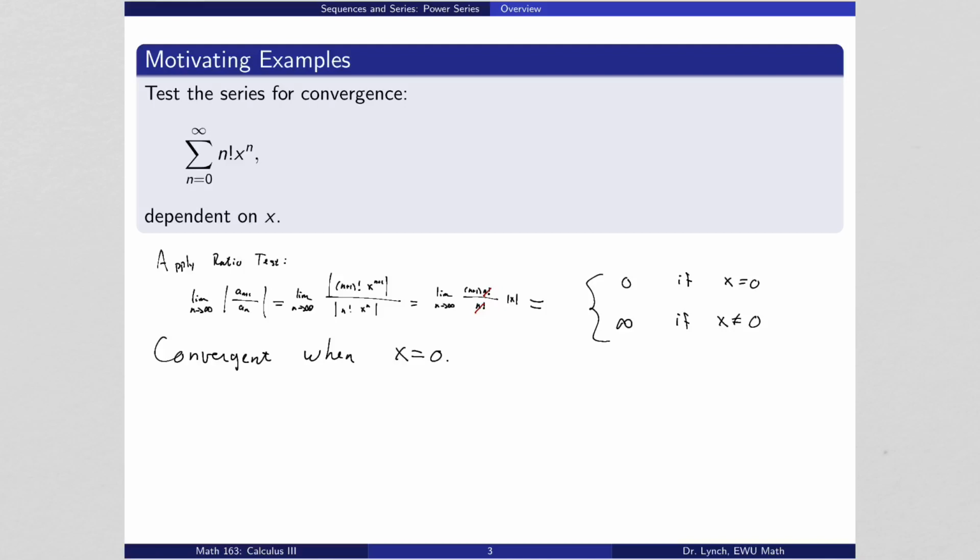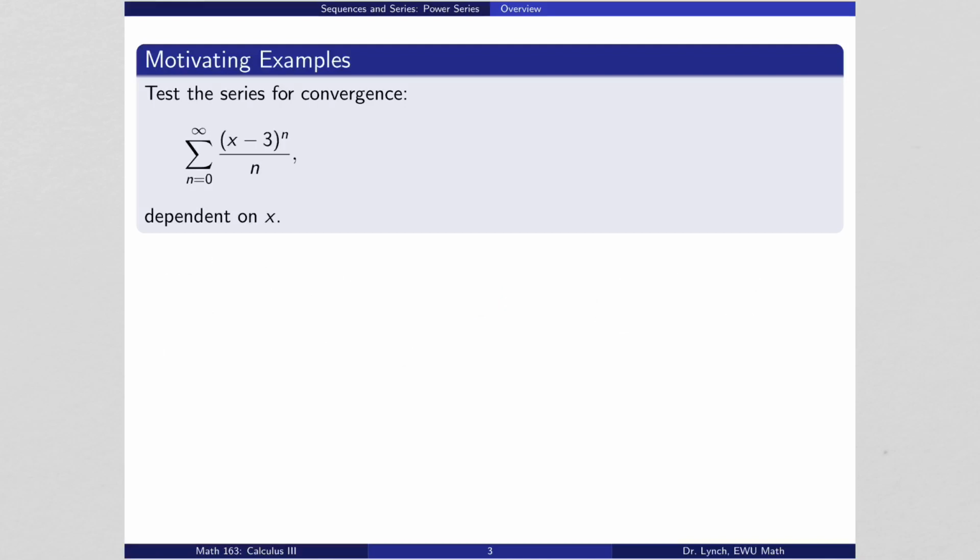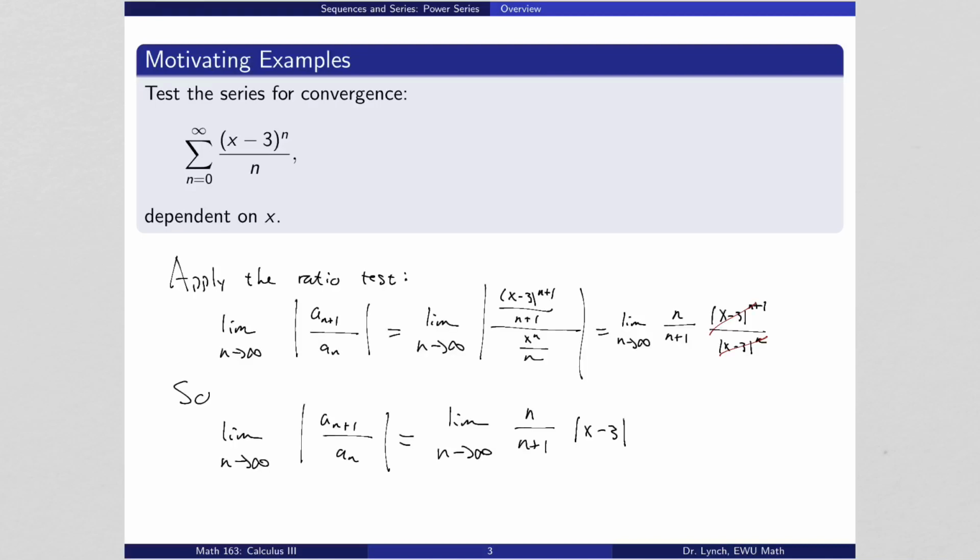Okay, here is another motivating example. Test the series for convergence. The series is x minus 3 quantity to the n power divided by n. Again, with powers of n, we'll go ahead and use the ratio test. So we can see that when we take the limit as n goes to infinity of a sub n plus 1 over a sub n, simplify, simplify, cancel some terms, we end up with a limit that goes to 1 times absolute value of x minus 3. So, of course, this series converges when x minus 3 in absolute value is less than 1. It diverges when x minus 3 in absolute value is greater than 1. And remember that the ratio test is inconclusive at 1.